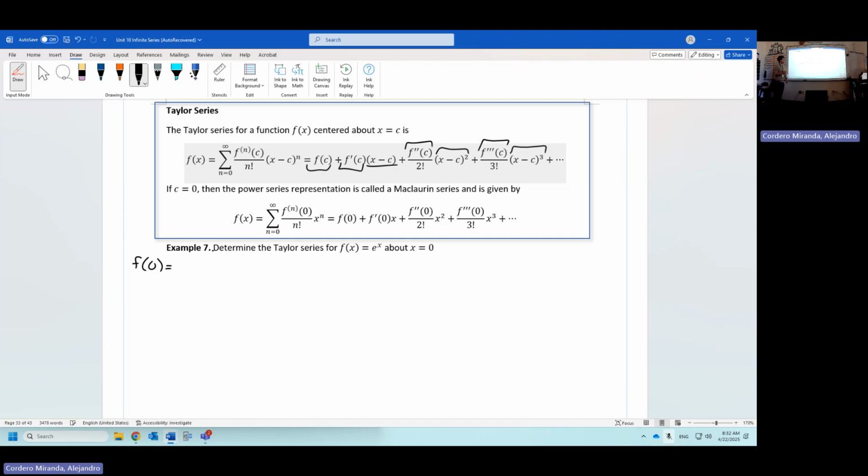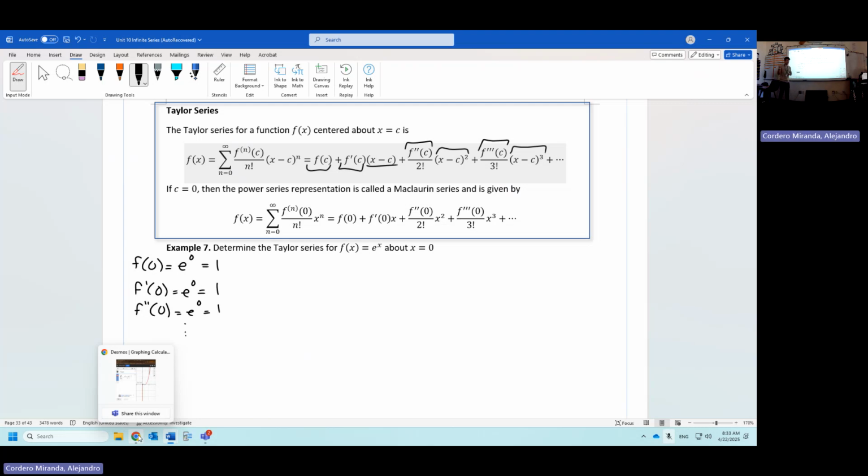We just say, okay, what is f of 0? That would be e to the 0, which is 1. What is f prime of 0? Well, that would be e to the 0 again, which would be 1. F double prime would be 1, etc. So every derivative of this function is 1, meaning every coefficient of my series will be 1.